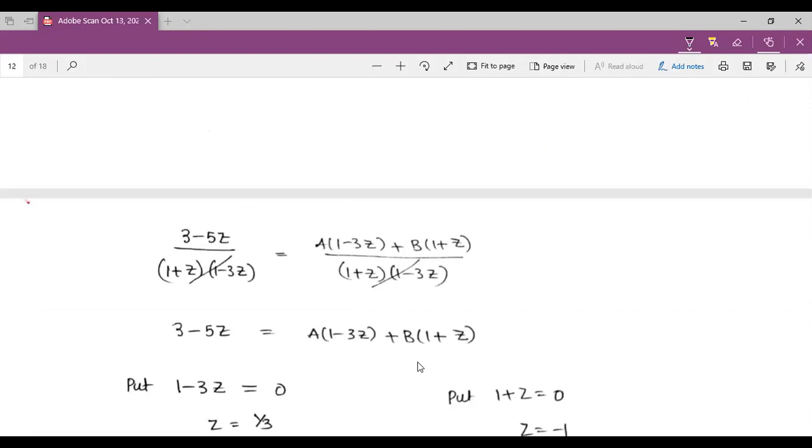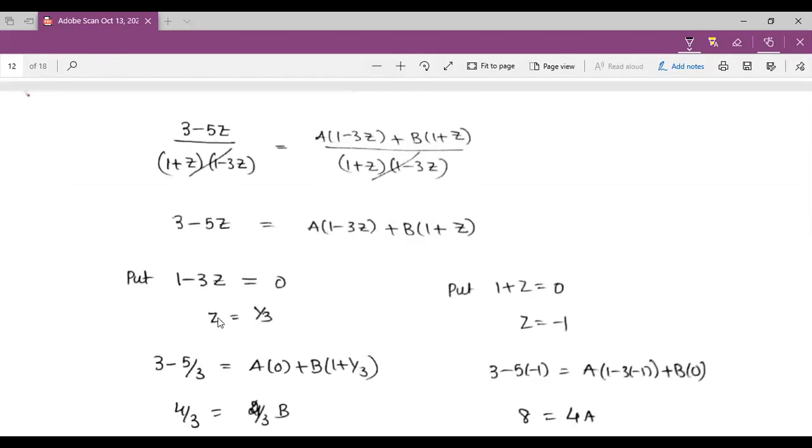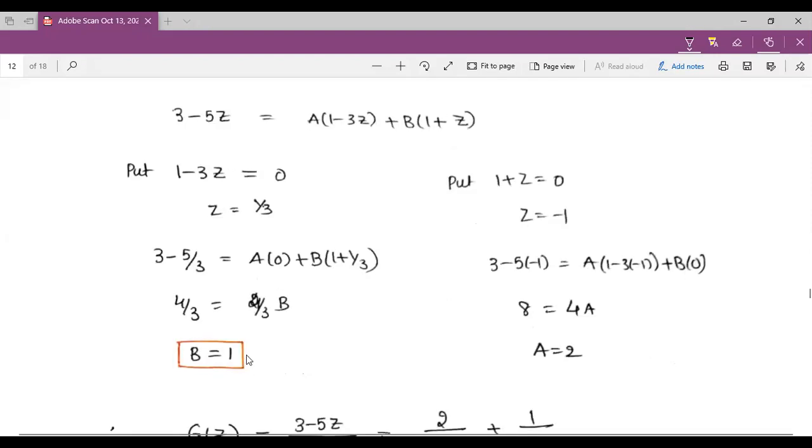So now we put 1 minus 3z equal to 0. From that z is equal to 1 by 3. We substitute this z value in this equation: 3 minus 5 into 1 by 3, that means 4 by 3, is equal to a into 1 minus 3 into 1 by 3, so 0, so a into 0 plus b into 1 plus 1 by 3. So 4 by 3 is equal to 4 by 3 b. So b is equal to 1.